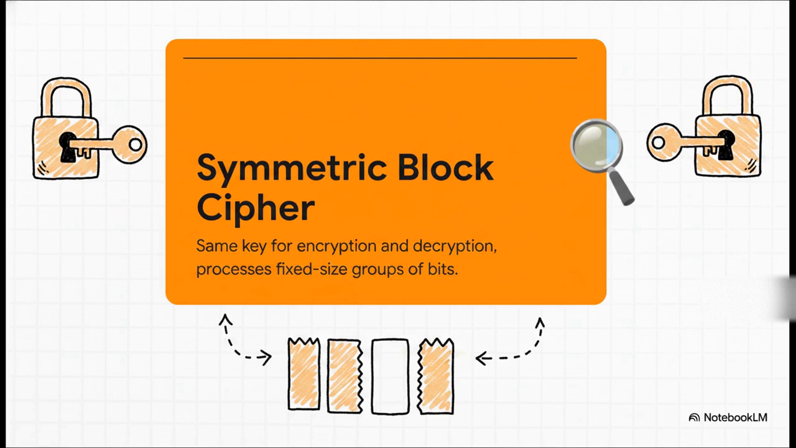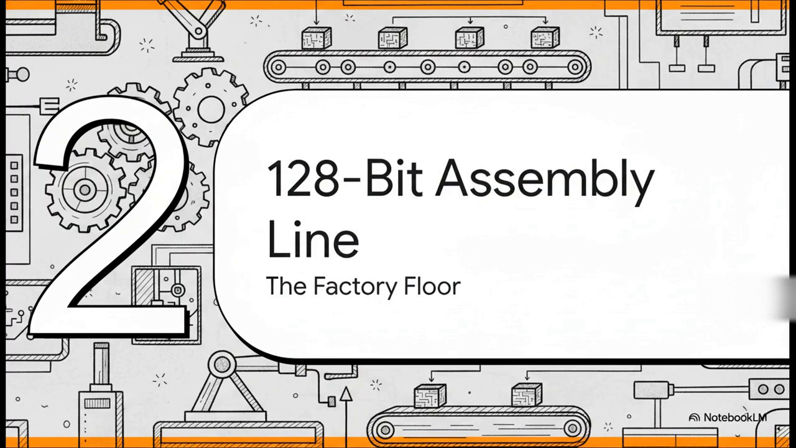And block cipher. That just means AES doesn't waste its time processing your data one tiny bit or one single byte at a time. Instead, it scoops up a fixed-size group of bits, a block, and processes the whole shebang all together at once. Moving right along to Section 2, the 128-bit assembly line. Welcome to the factory floor.